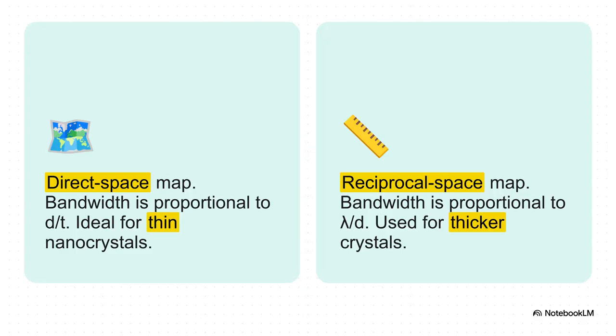So what makes this new map such a big deal? Well, it's what's known as a direct space map, and it's a huge improvement on an older method that used something called Kikuchi maps. Now, the crucial difference, and this is a game changer, is what determines the width of those visibility bands. For these new maps, the width depends on the plane spacing divided by the crystal's thickness. This makes them absolutely perfect for thin nanocrystals. The older maps, on the other hand, depended on the microscope's electron wavelength, which made them better for thicker crystals. So this new tool really unlocked the ability to characterize these super thin nanomaterials.